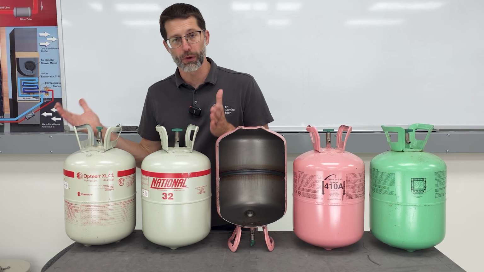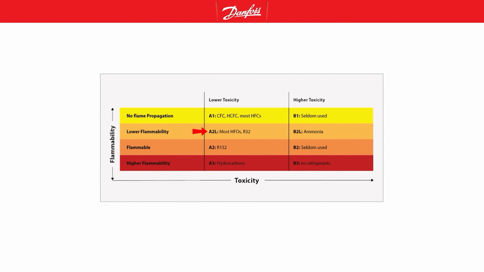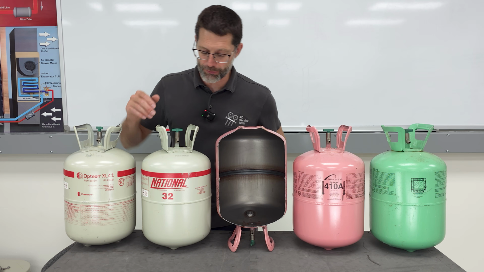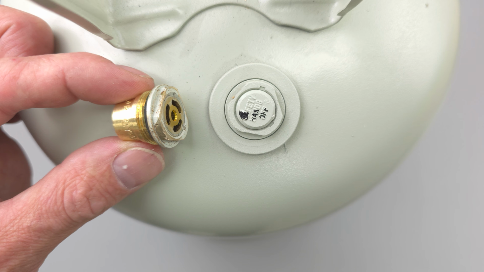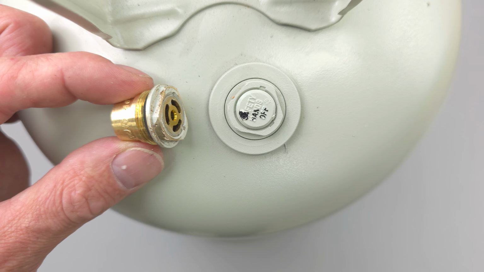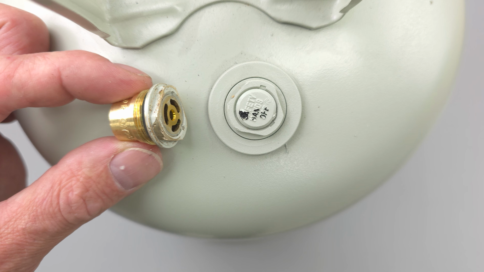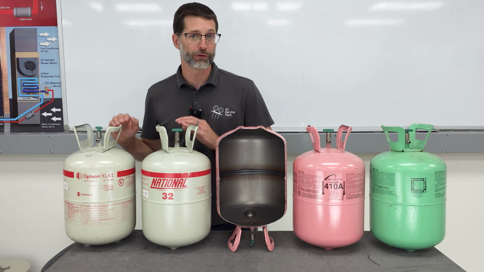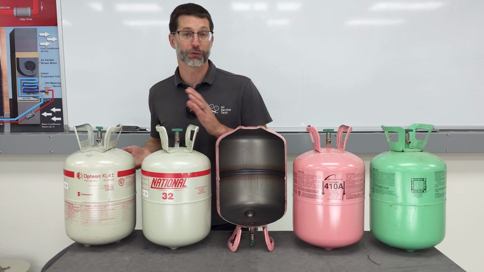These are the A2L refrigerants. A2L means that they're slightly flammable. And so there's a red stripe, there's left-hand threads, and there's a pressure relief valve on the tank. Pressure relief valves are also found on reusable recovery bottles as well. But these are here in case the tank overheats. It's going to let just a little bit of the refrigerant out so it doesn't burst, essentially.